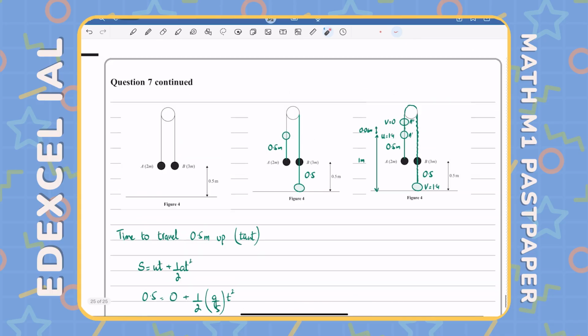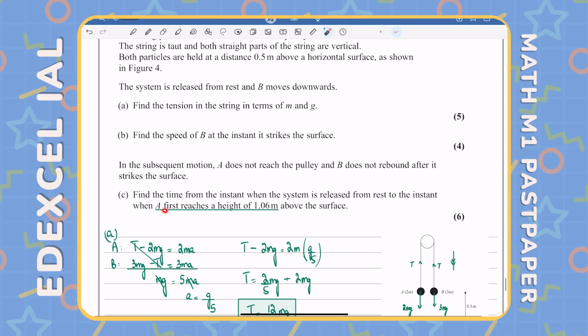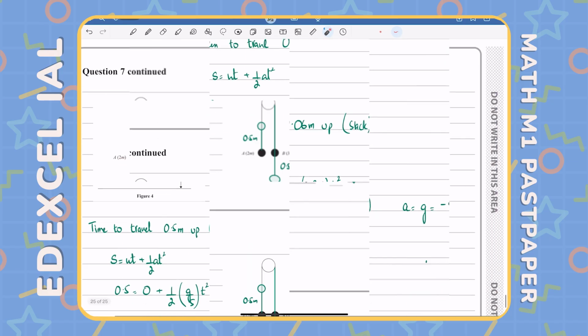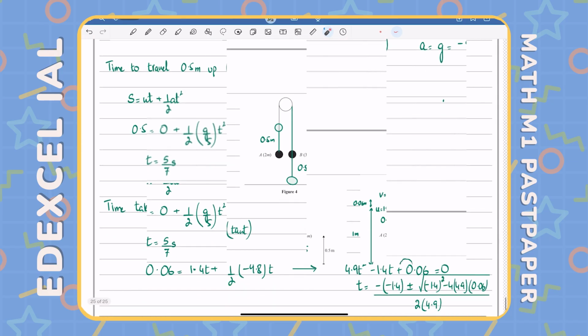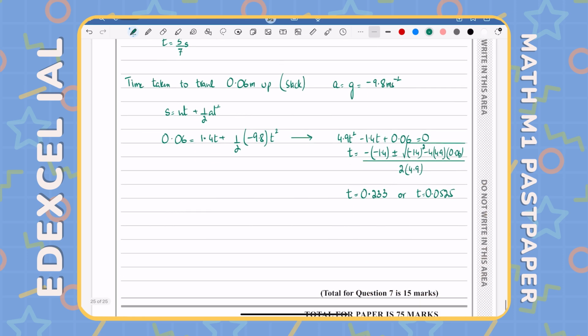Well, notice the question said that we want the time when A first reaches a height of 1.06 meters. What's important to understand over here is that it will reach a height of 1.06 meters not once but twice. Why? Because once on the way up and once on the way down. So since we want the first time it reaches a height of 1.06 meters, we'll take the smaller value of t. So we will not take this value, we will take this value.